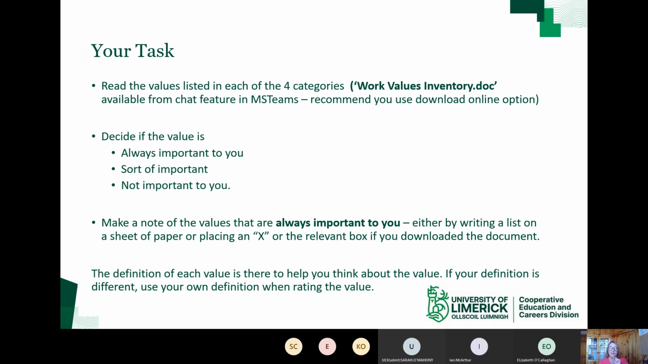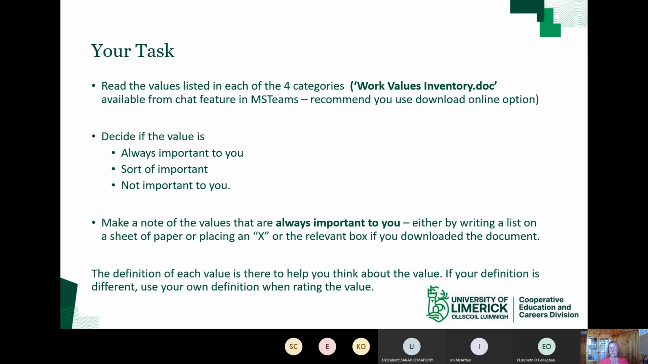The other thing to say is that the definition we've given on the worksheet is there to help you think about the meaning of the value. But if you have a different definition or your own definition around the words, the values that you see, absolutely feel free to use them. You're under no pressure to use ours.